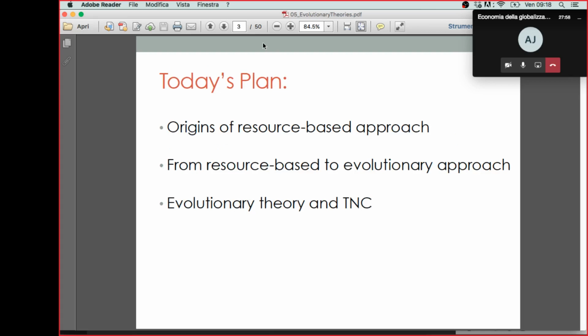And so in particular, what are the three main things that we will do? As I said, I will tell you some ideas about the origins of the evolutionary approach to the theory of the firm, and the main origin is linked to what is called the resource-based approach. Then we will see how, thanks to some authors, we moved from the resource-based approach to the evolutionary approach, and then we will see how this is applied or can be applied to transnational companies.